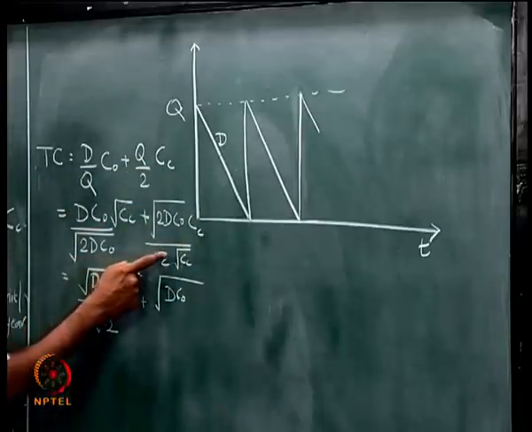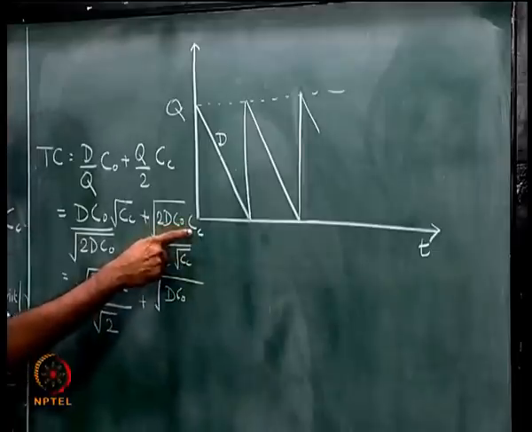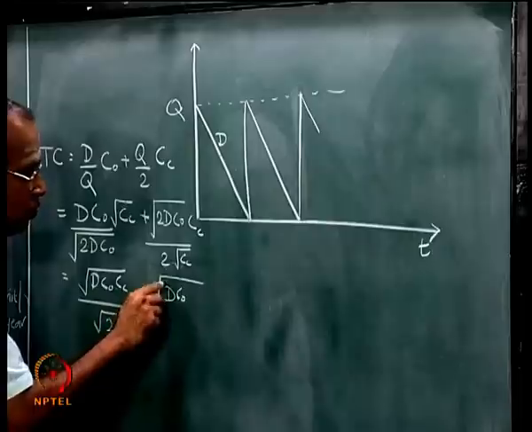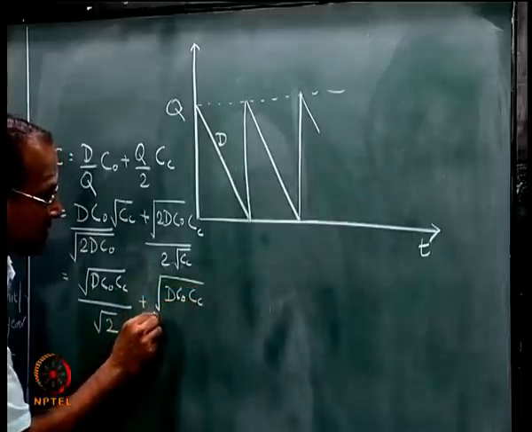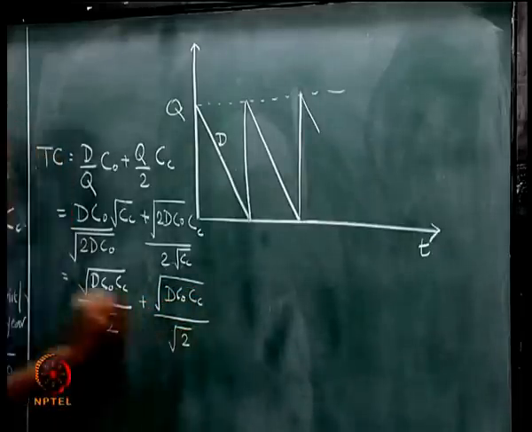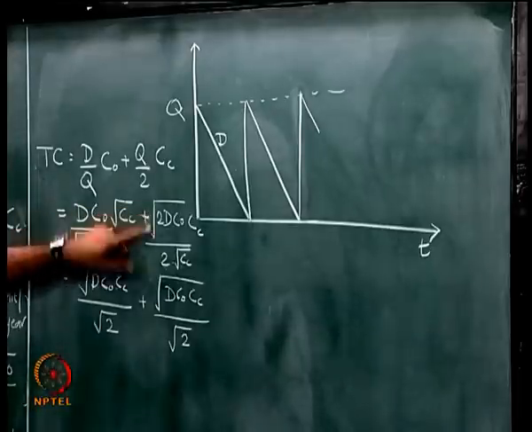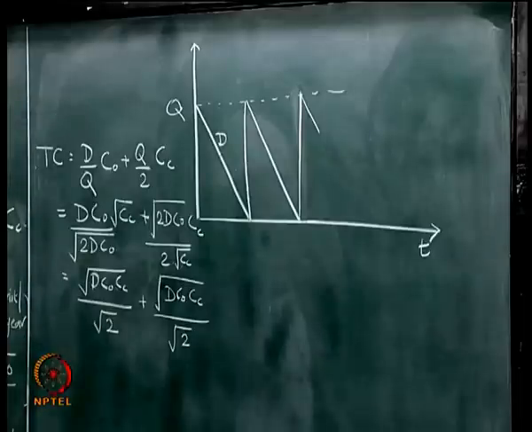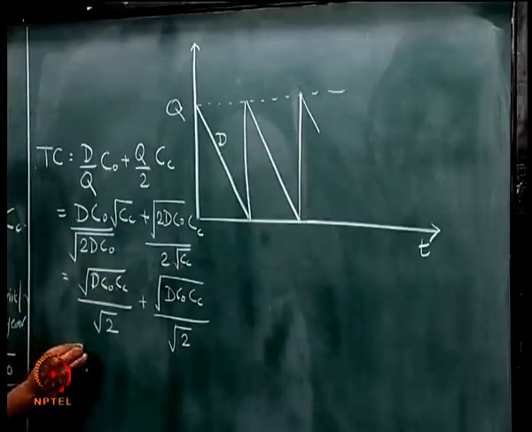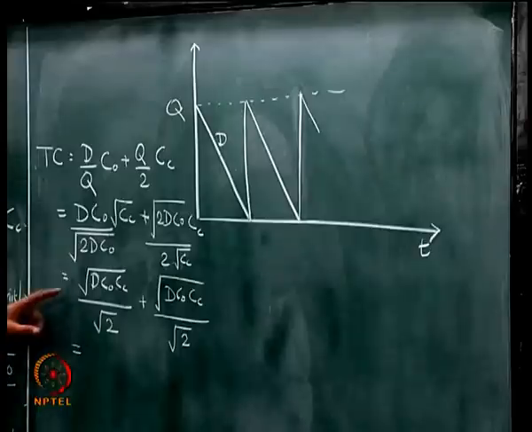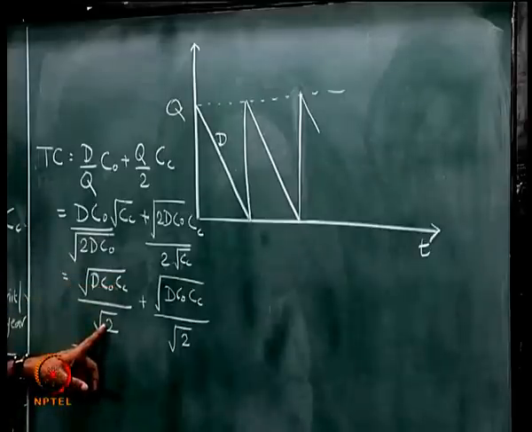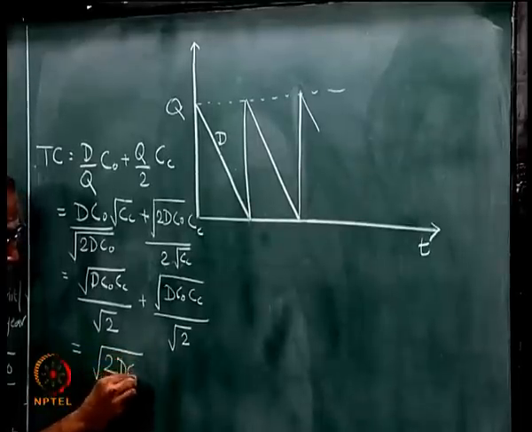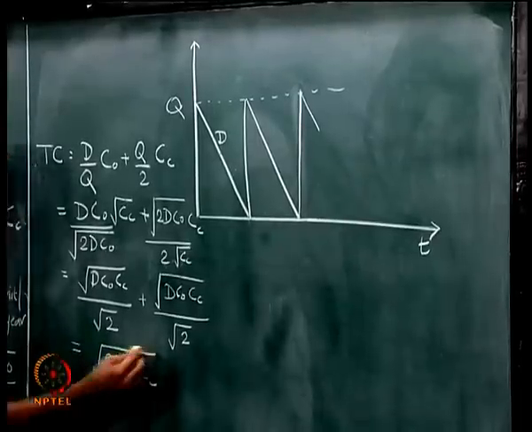So on simplification, this root over Cc and this Cc will cancel to give another root over Cc. So root over D C0 Cc divided by root 2, because there is a root 2 here, there is a 2 here. So we get this expression. This on further simplification will give you 2 times root of D C0 Cc by root 2, which will give us root over 2D C0 Cc.